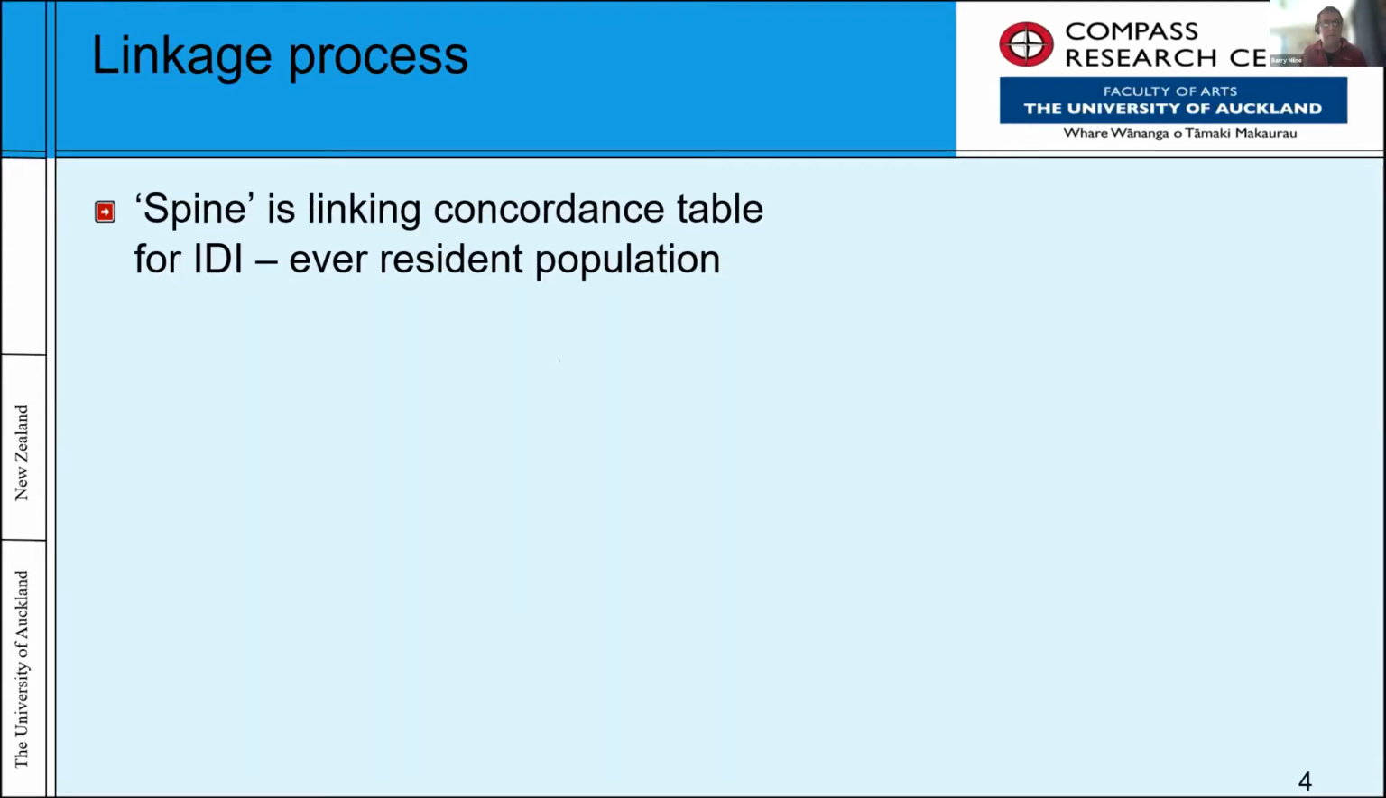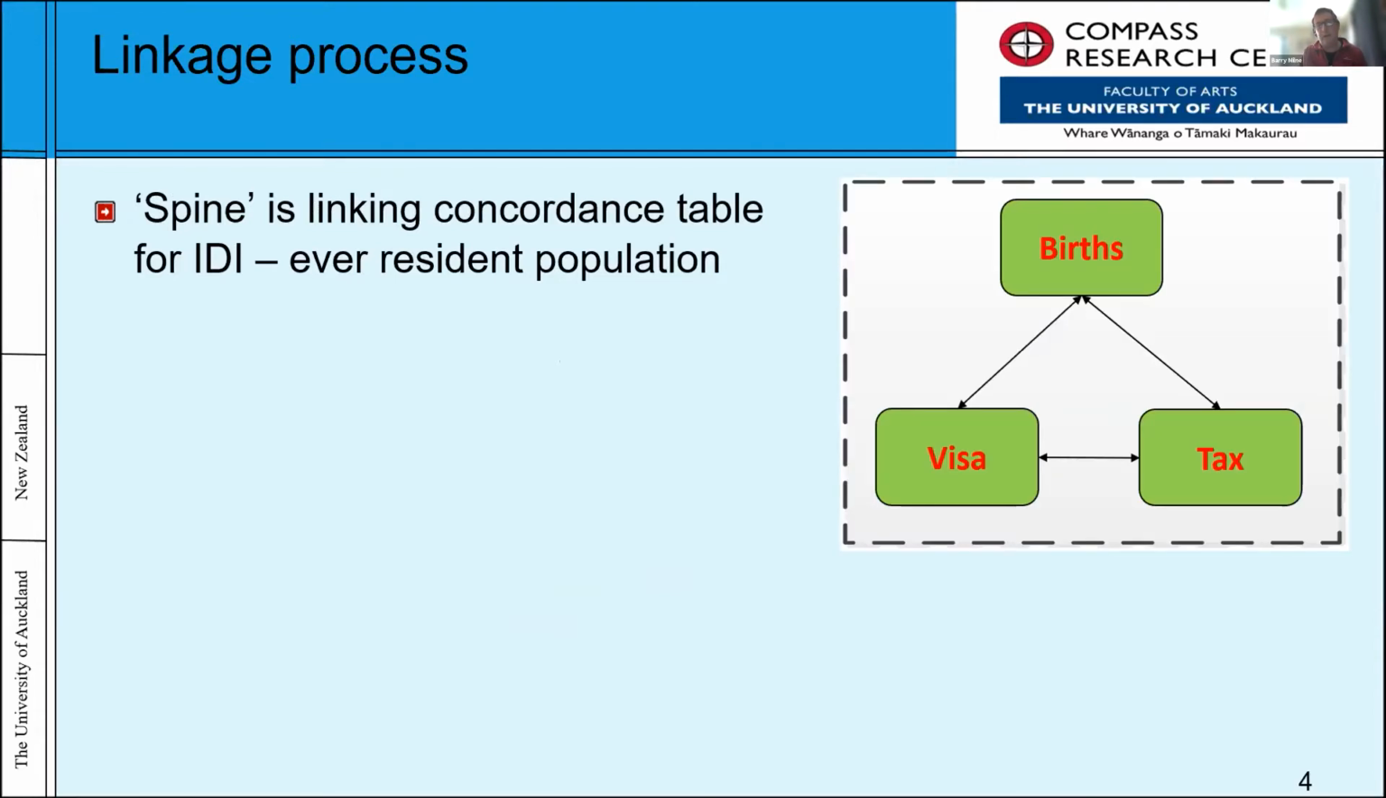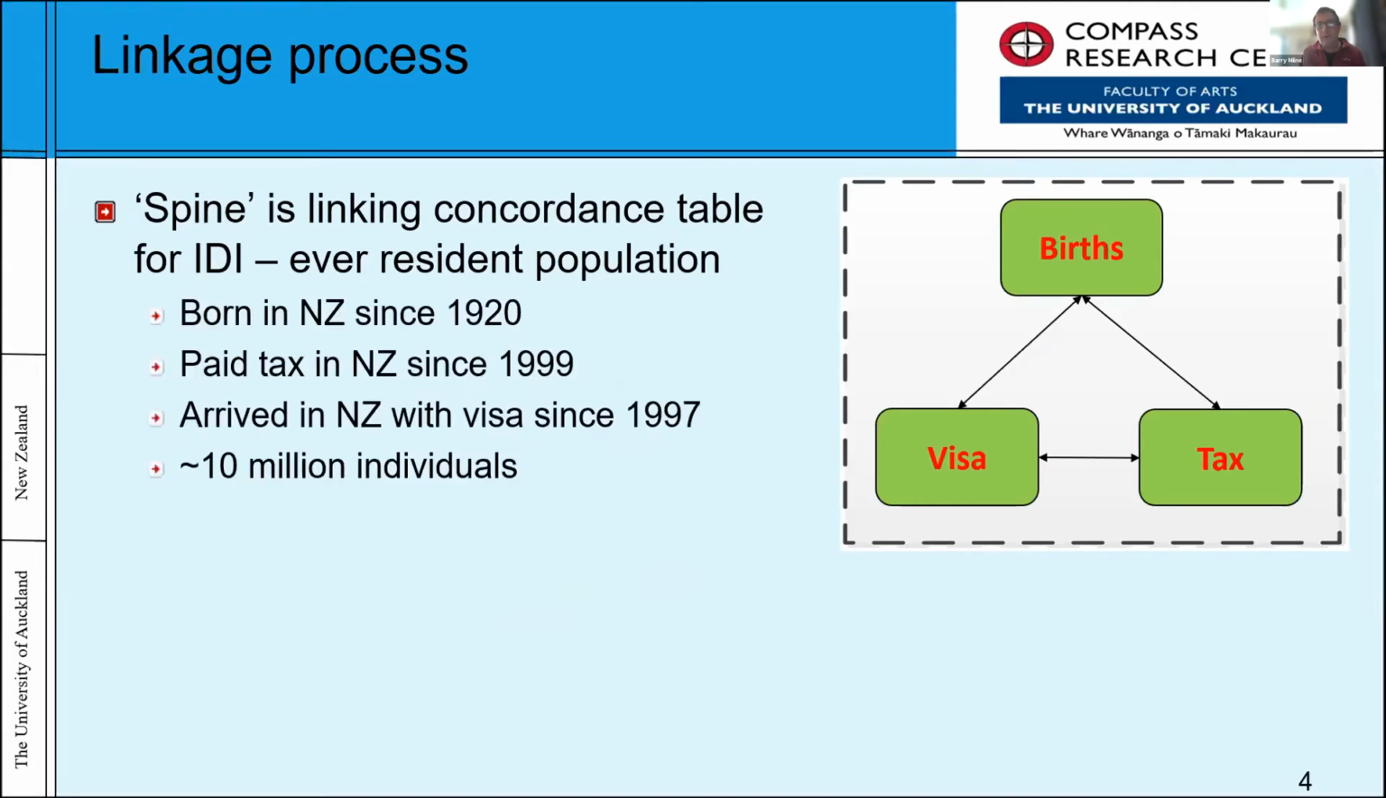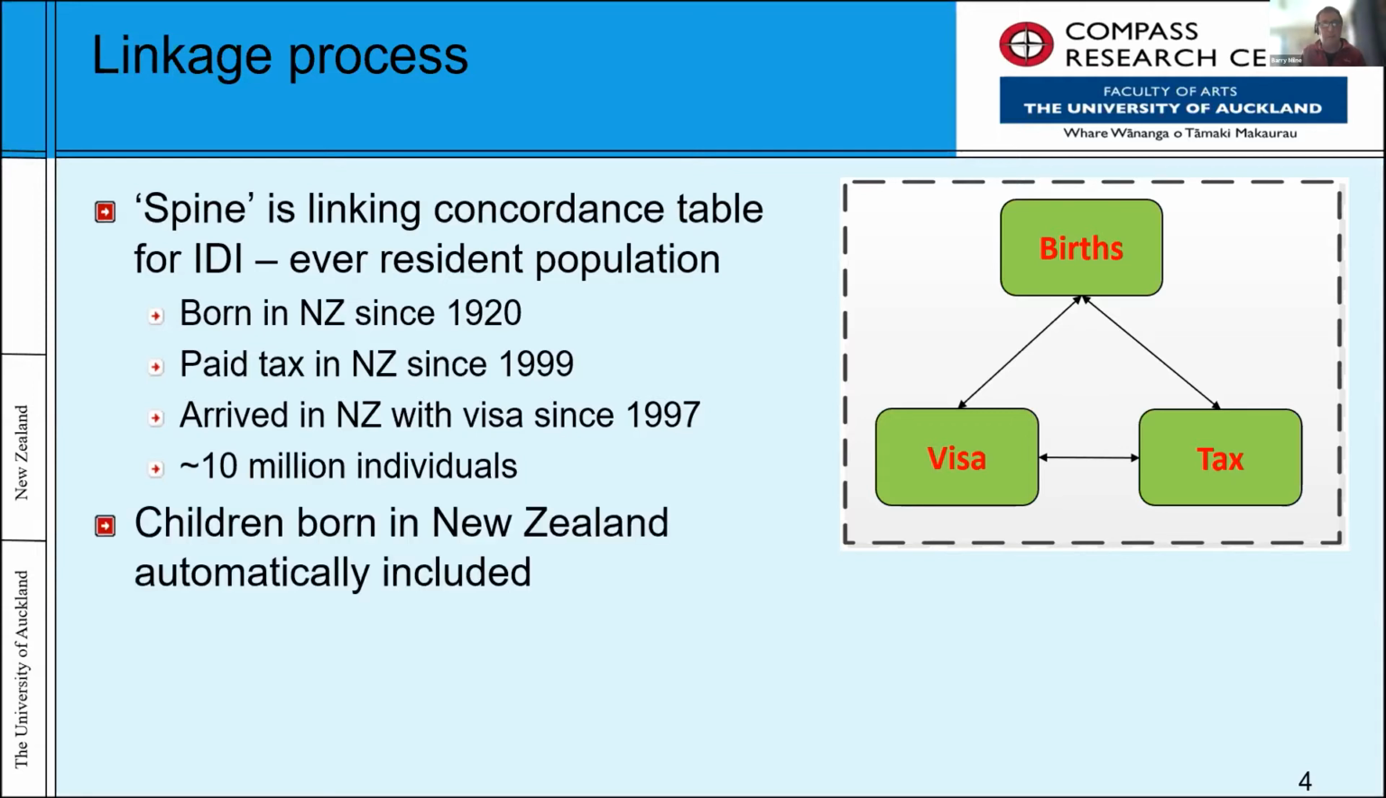Okay, so how does it work here? To put the IDI together, they created a concordant spine, which is supposed to capture an ever-resident population. We've got people born in New Zealand since 1920, people who've paid tax in New Zealand since 1999, and people who have arrived in New Zealand and got a visa stamp for arriving since 1997. When you put those three together, you get about 10 million individuals. That's about double the current New Zealand population, because we've got people who have lived in the country, and also people who have lived in the country and died, making up those 10 million. So it's not a way, I should say, to get a population denominator for the country. You have to use other methods to do that, but it's an ever-resident population.